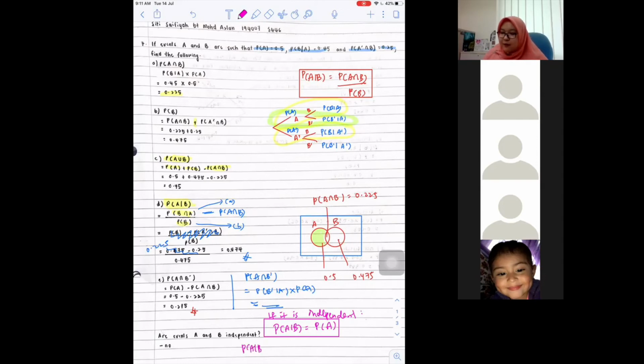But our P(A given B) just now from the question is 0.474. Our P(A) is 0.5. Since P(A given B) is not the same as P(A), therefore it is not independent. If they ask for mutually exclusive, the answer is also no. Not mutually exclusive because the value of the intersection just now is 0.225, which is not equal to 0.